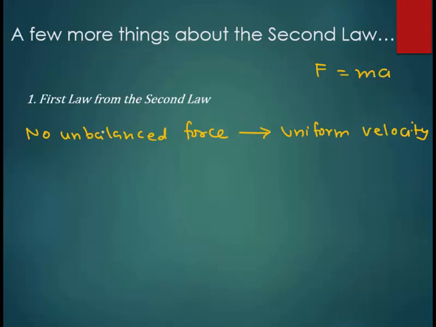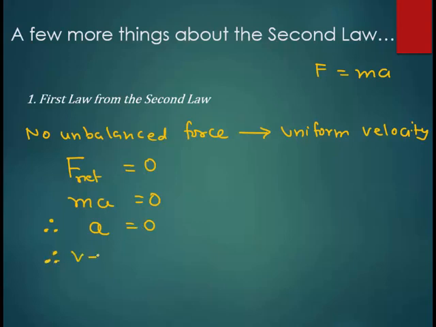So when there is no unbalanced force, that means F net is equal to 0. Now F is ma, that would mean ma is equal to 0, because when there is no unbalanced force, F net is 0 and F is m into a. So ma is 0. If ma is 0, either m has to be 0 or a has to be 0. M cannot be 0 because that is the mass of the object. Therefore, from this we will say that a is equal to 0. That means the acceleration of the object is 0.